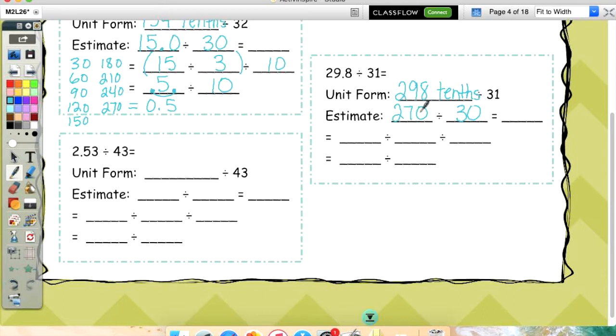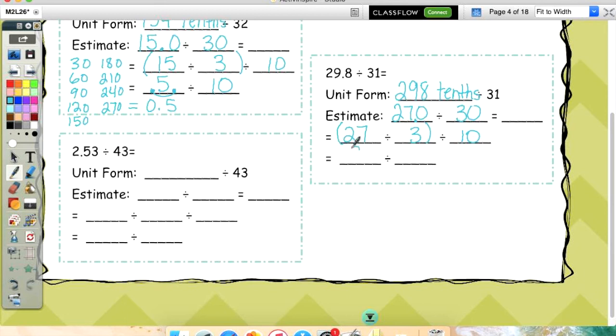Technically, I could decompose both of those, but I'm not going to. So I'm going to decompose the 30, right? Yes, into 3 and 10. Now look at 270. I need to change it back to standard form. 27. Good. So 27 divided by 3.